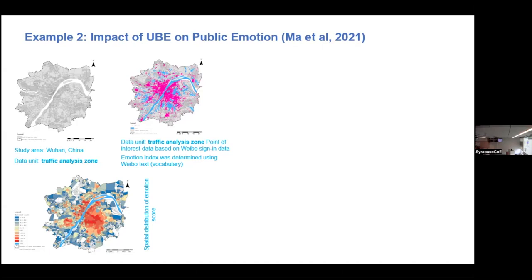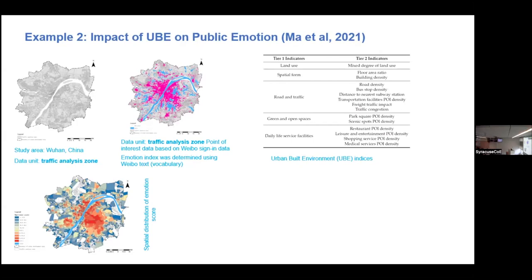The first thing, actually a very interesting thing they did, is that they wanted to quantify public emotion. How do you quantify public emotion? They actually used Weibo in China. It's kind of similar to TikTok, okay? So they get the messages from Weibo, and then they analyze the vocabulary. If there's happy vocabulary, then that means they're happy. If they complain about the transportation, whatever, it's not happy, right? And then they developed this emotion score, and this gives you the idea. That's the result they got, okay?